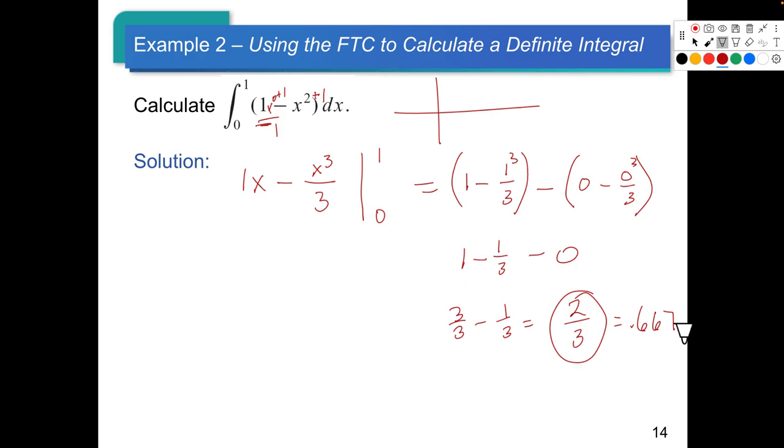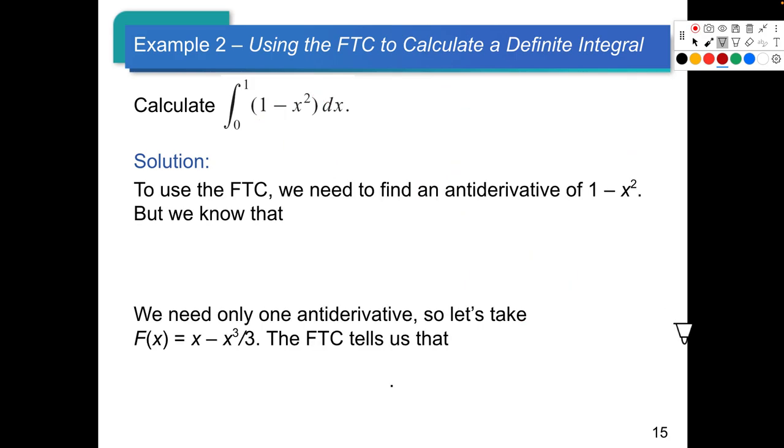Does that make sense? Okay. So very technical, but that's all we're doing. So here's the written part, if you'd like. Again, it's just what we just did.